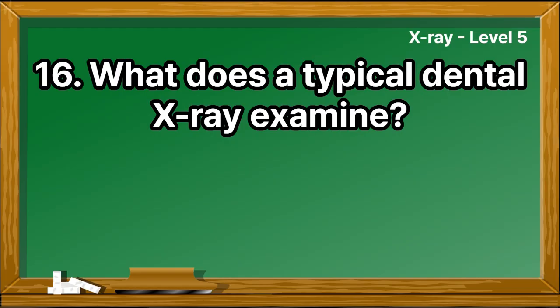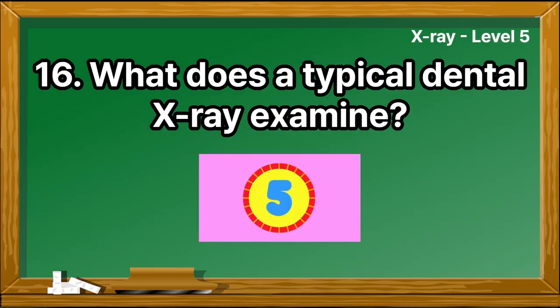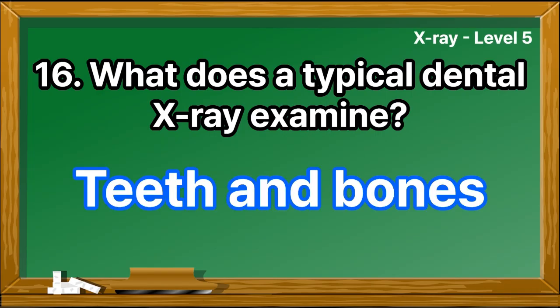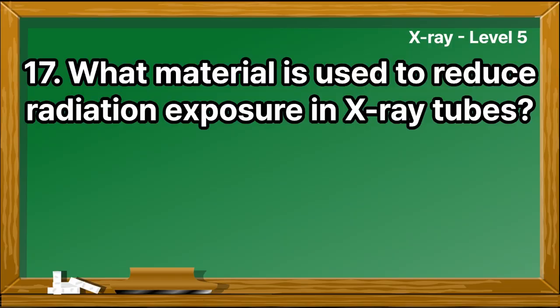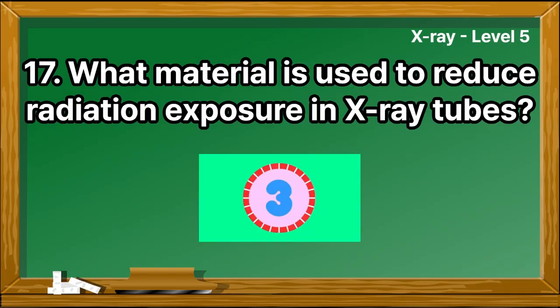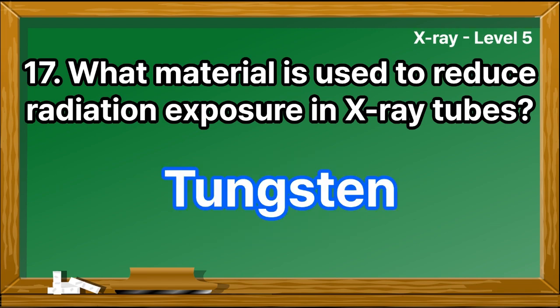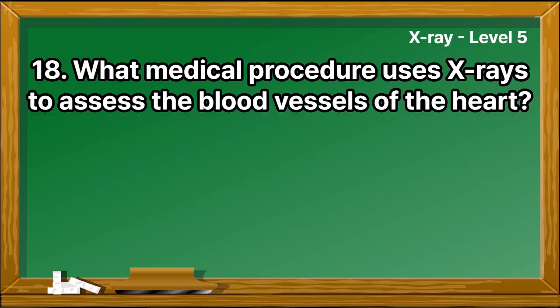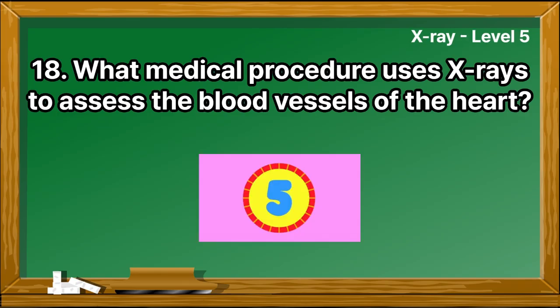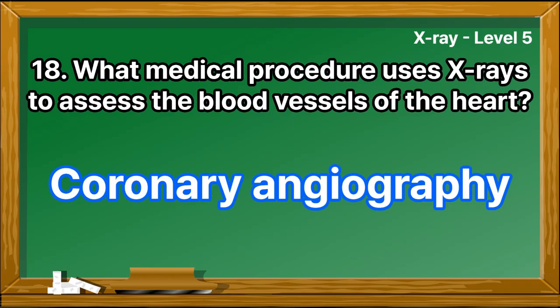What does a typical dental X-ray examine? Teeth and bones. What material is used to reduce radiation exposure in X-ray tubes? Tungsten. What medical procedure uses X-rays to assess the blood vessels of the heart? Coronary angiography.